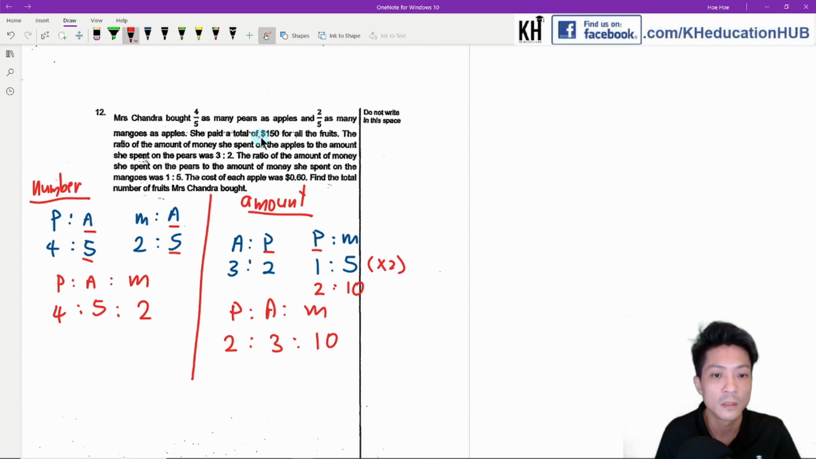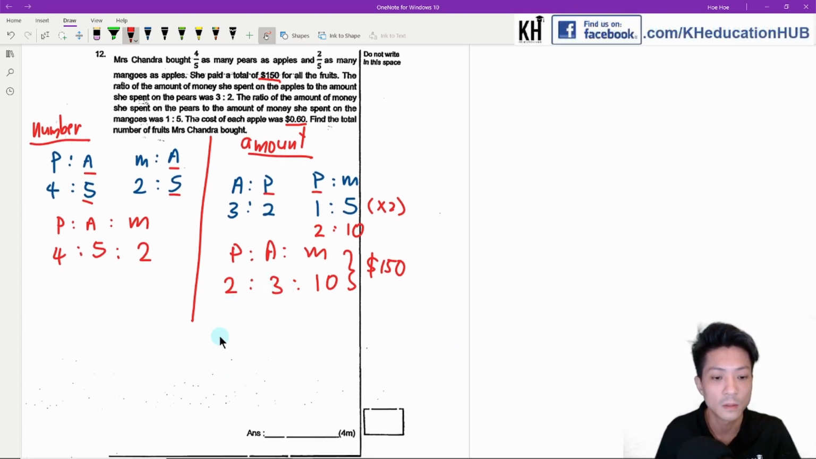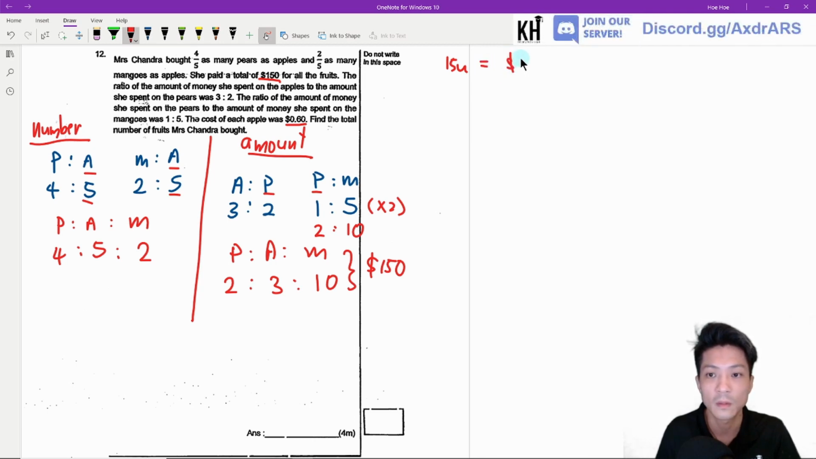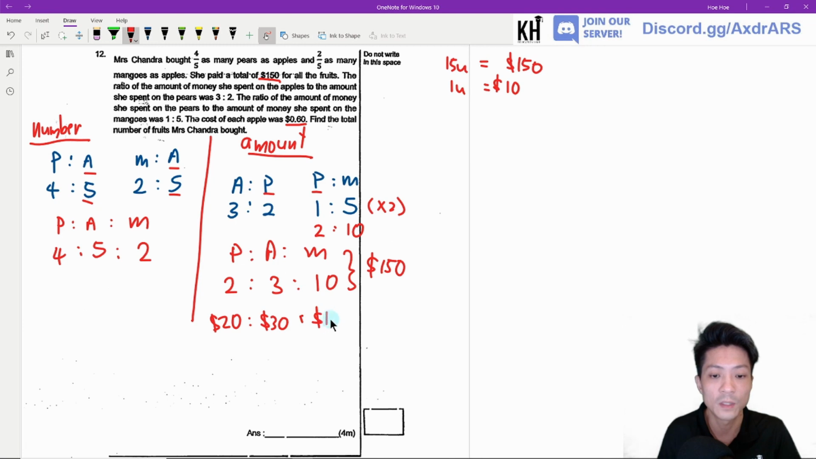Okay, and remember over here she spent a total of $150 on all the fruits. Now the next step is to make use of the cost of the apple to find out how many apples did she buy. Okay, so I'm gonna distribute the $150 across all the units. Okay, 15 units, I'm gonna do it here. 15 units is equal to 150 dollars. So 1 unit is equal to 10. Okay, which means that apples will be 30, pears will be 20, okay, mangoes will be 100.